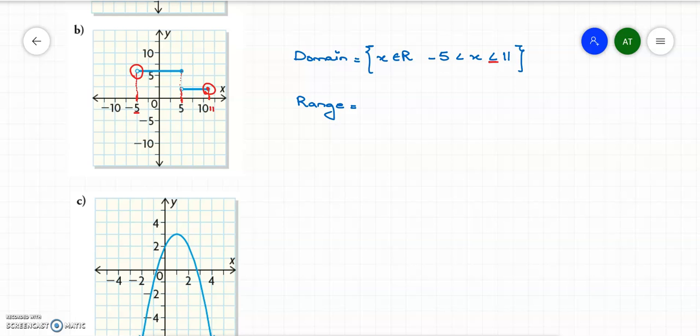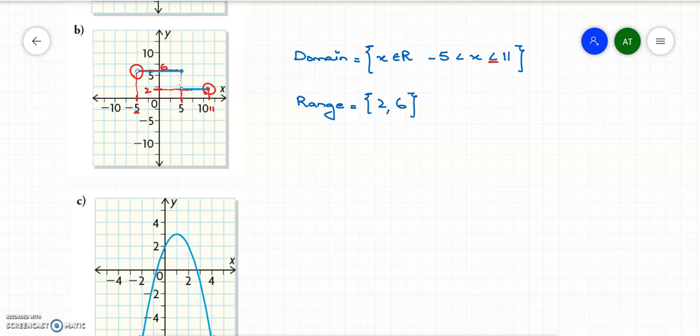Now let me figure out what is the range of this relation. Okay, now we have given the two lines. So the line that is at the bottom, here we can say the y value is 2. And the line at the top, the y value, let's say above 5, that is 6. So we have just the two values in the range, the 2 and the 6. These are the 2 points in the range.